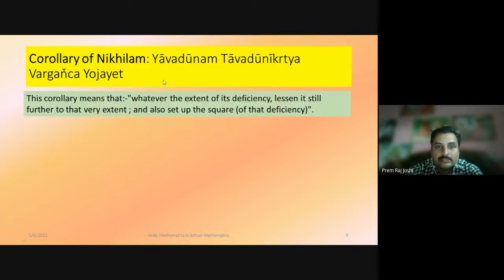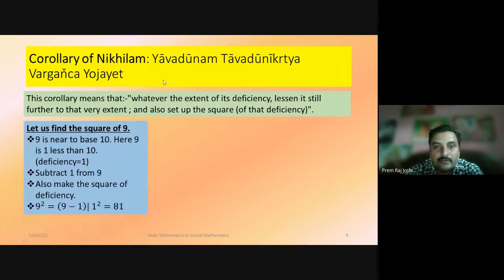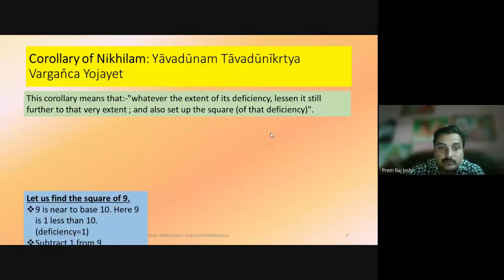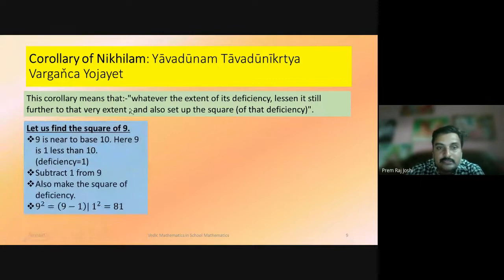This means whatever the extent of its deficiency, lessen it further to that very extent, and also set up the square of the deficiency. It is the meaning of this sutra, and I will explain this with the help of one example. Let us find the square of 9.